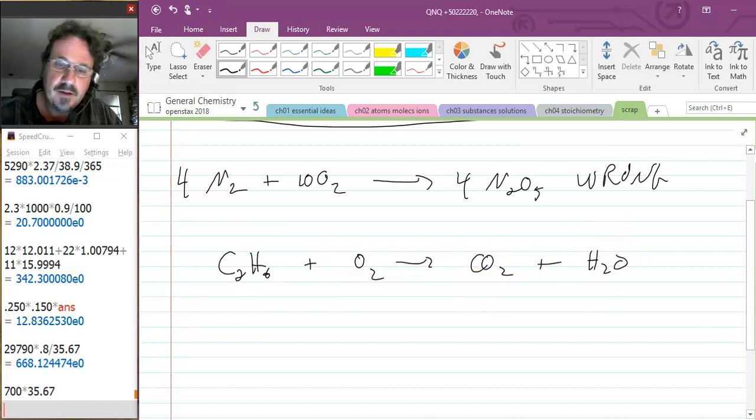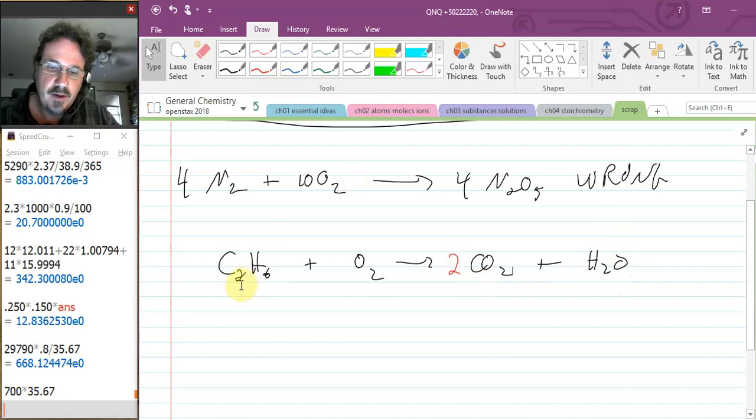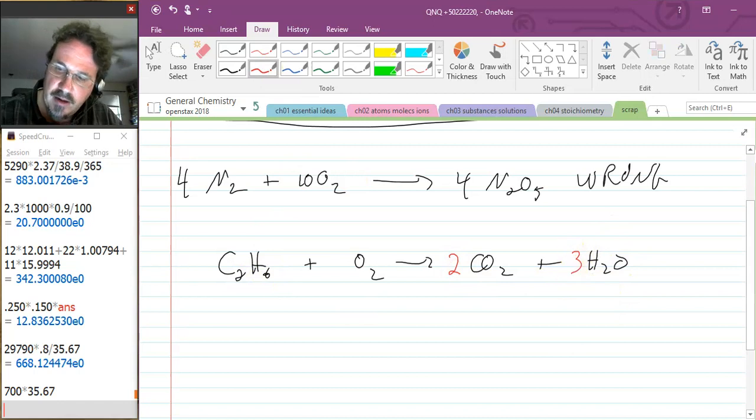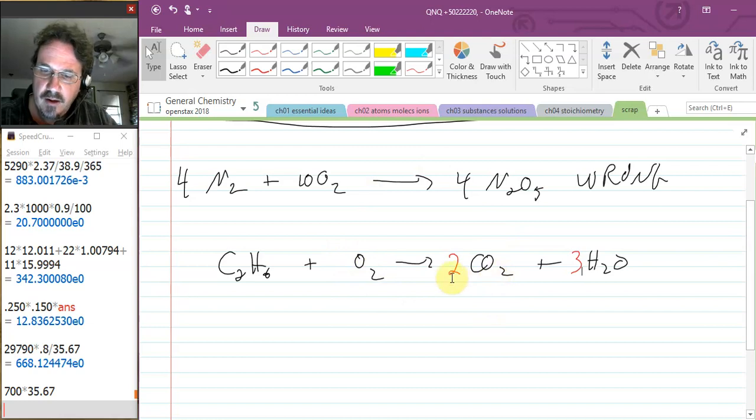Alright, so now if I want to try to balance this, I've got 2 carbons, I could put a 2 out in front right here, now I've got 2 carbons. 6 hydrogens, I've got 2 here, nowhere else, so if I put a 3 out here, now I've got 6 hydrogens. How about the oxygens? I've got 2 on the left and, let's see, 4 here plus 3, that's 7. Alright, so I need a grand total of 7 on the left, but it comes as pairs, so I can get 2, 4, 6, 8. I'm not going to get 7.